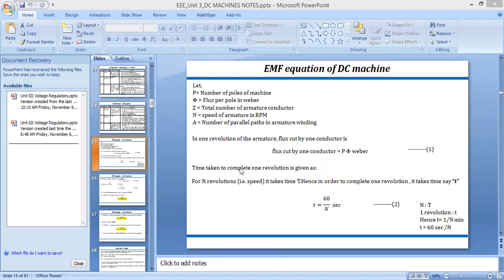Then we have seen that the armature will rotate. The speed of the armature is measured by N, and N is the speed of the armature. It is measured in rotations per minute. T is the time required to complete one revolution of the armature. Then A: the armature winding is arranged in parallel paths, so A is the number of parallel paths in the armature winding.